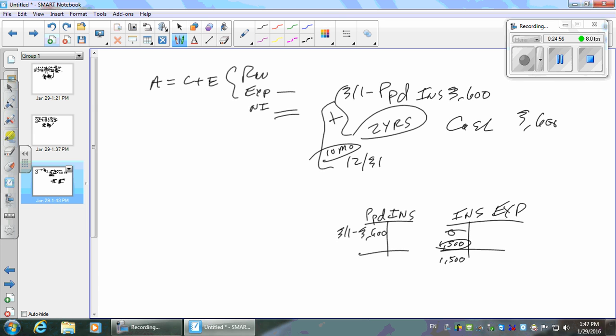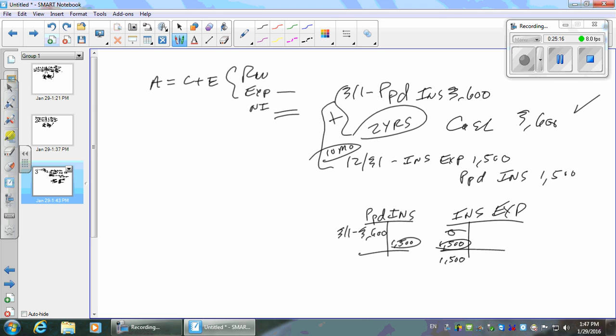Here we go. Debit insurance expense, $1,500. And credit what, of course? What are we using up? The prepaid. There we go. We got it. So there's your adjusting entry. So if I asked you for an adjusting journal entry, you think you could pull it off?